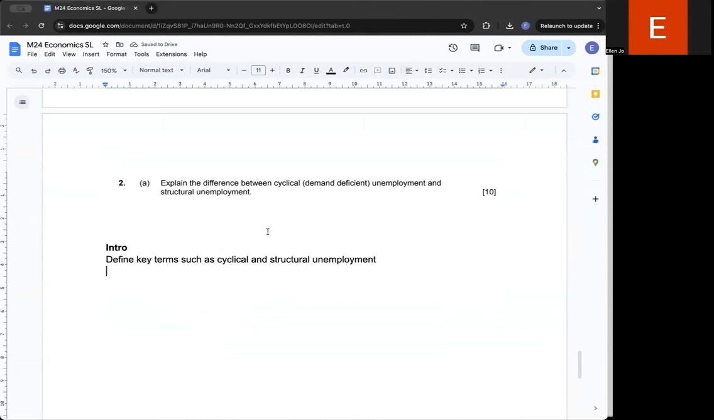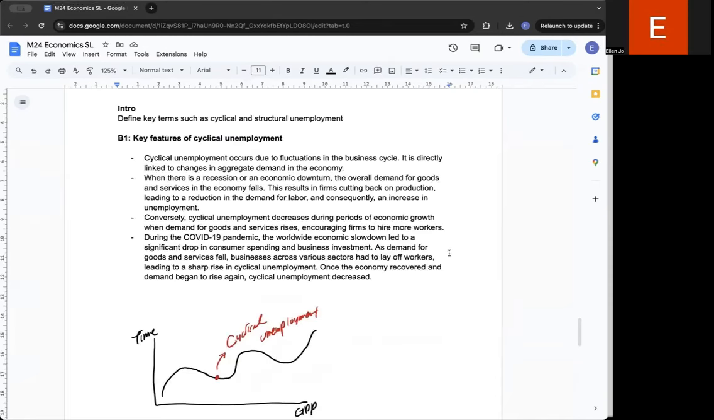First, defining given terms such as cyclical and structural unemployment would be good enough to fill out the introduction. In Body 1, you can focus on analyzing the key features of cyclical unemployment. First, cyclical unemployment occurs due to fluctuations in the business cycle. It is directly linked to changes in aggregate demand in the economy.